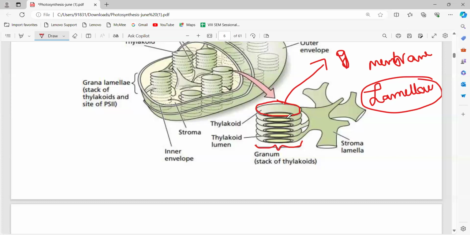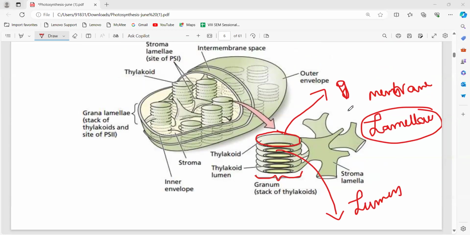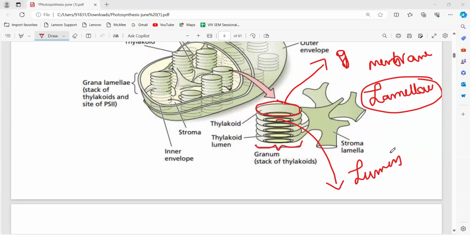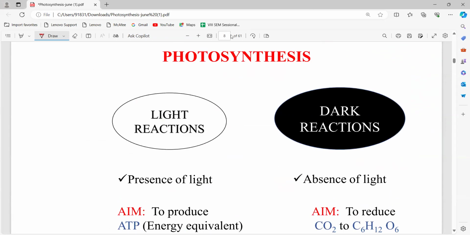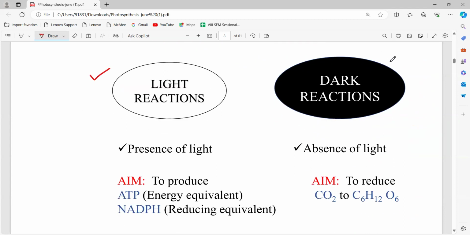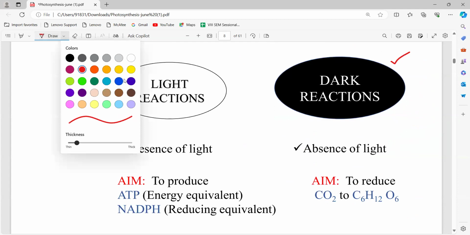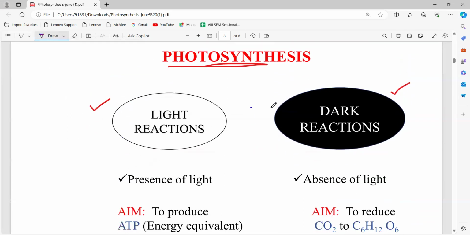And remember my words all the time. Any organelle, any kind of organelle, if it contains a certain internal space, that internal space we generally call the lumen. Whether it is a chloroplast or a mitochondria, it doesn't matter. Now remember, the entire lesson of photosynthesis is dependent on this specific slide. That's all. If you understand this slide, most of the concept is very clear.